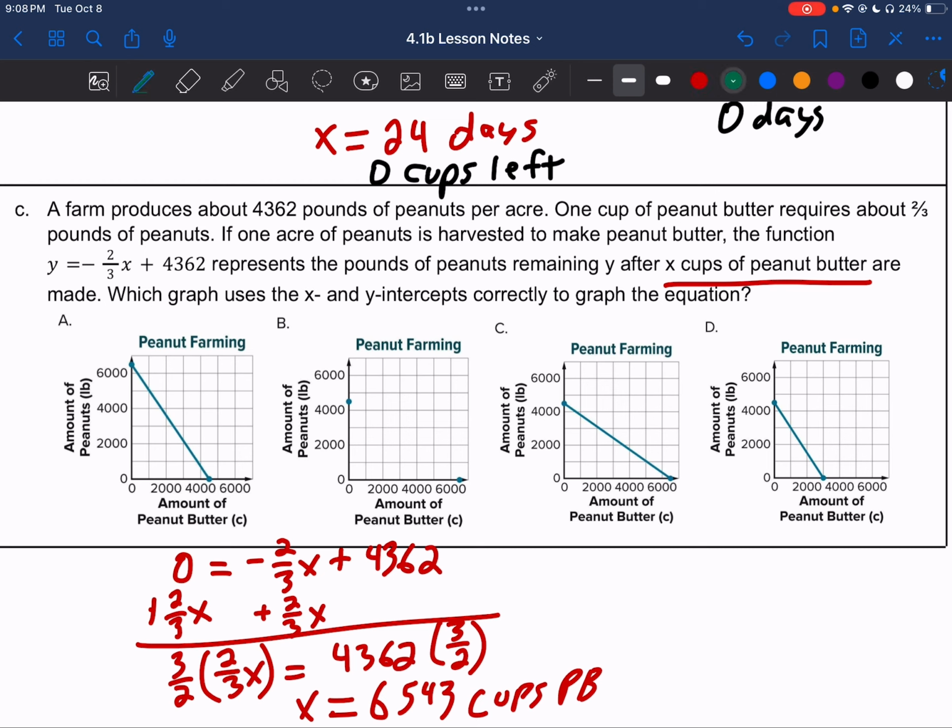All right, so now we're going to find our y-intercept. And for our y-intercept, we're going to substitute in 0 for x. So we have y is equal to negative 2/3 times 0 plus 4362. This cancels out, so y equals 4362, and we're measuring y in pounds of peanuts.